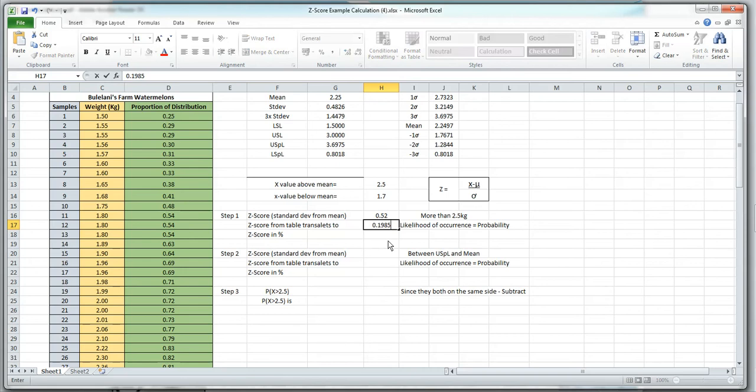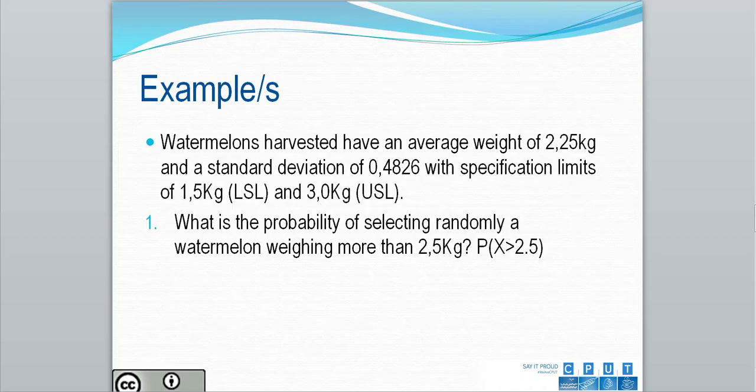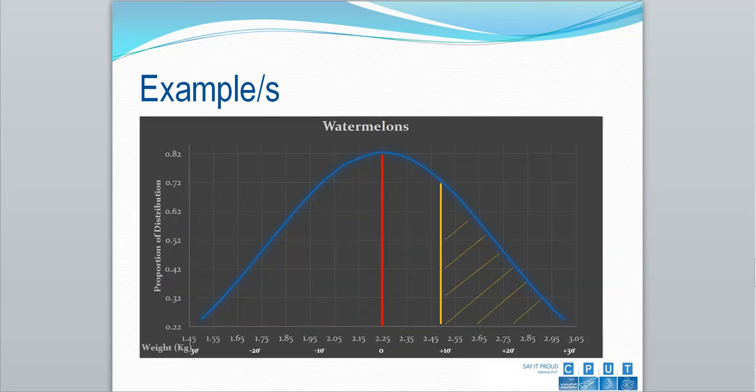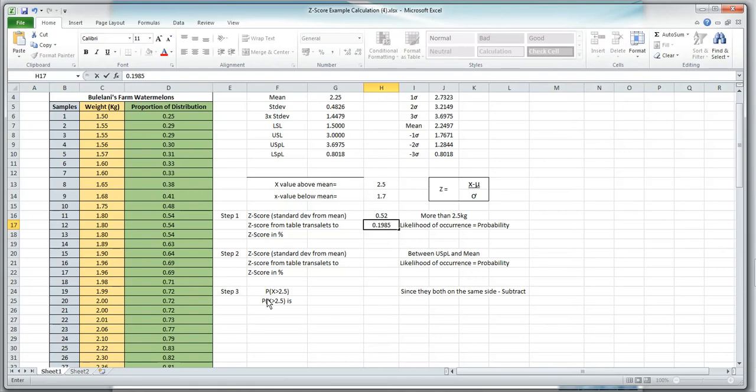But that 0.1985, what does it mean? What does it tell us? This basically tells us that the Z value that we've just calculated gives a probability between the mean and 2.5 kilograms. But we're keen on this area here. We want to know the value of probability from 2.5 kilos and above. That's where our interest is. So let's carry on with our calculations in order for us to determine that.